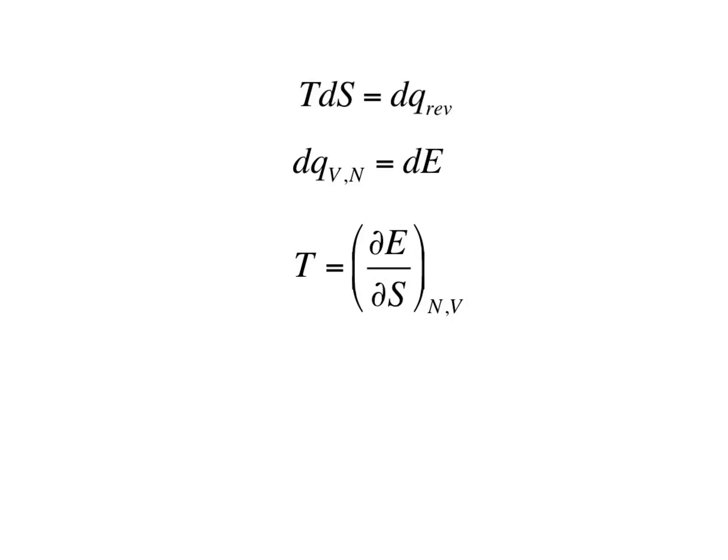Substituting dE in for dQ allows us to determine that the temperature is the partial derivative of energy with respect to entropy. But what exactly does this mean? So temperature tells me how fast the energy of the system will increase as I increase the number of microstates in the system.